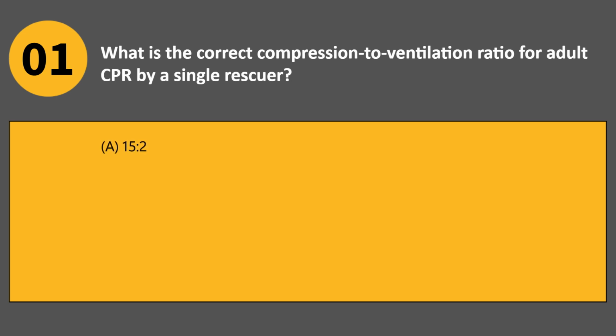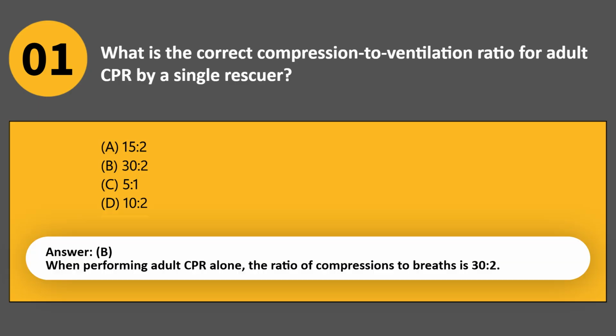What is the correct compression to ventilation ratio for adult CPR by a single rescuer? A. 15:2. B. 30:2. C. 5:1. D. 10:2. Answer B. When performing adult CPR alone, the ratio of compressions to breaths is 30:2.